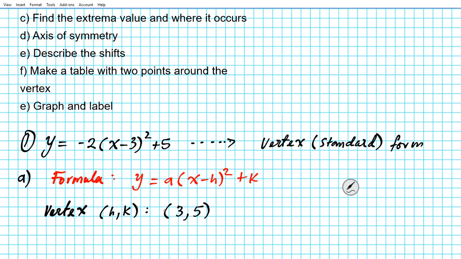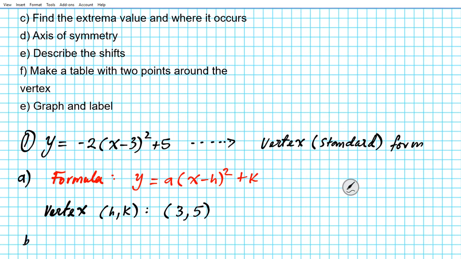Now you have to be careful when looking for the h component of the vertex, the h coordinate. You always take the opposite of the number next to x. So we have x minus 3. We take the opposite of that number to get the h value, whereas k is just a constant that's been added onto this squared quantity. So there goes your vertex.